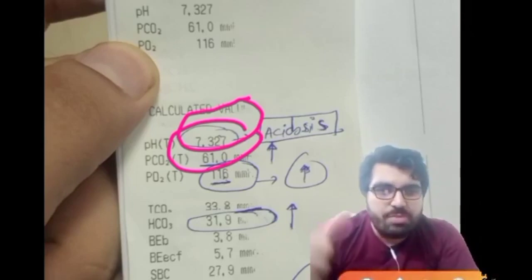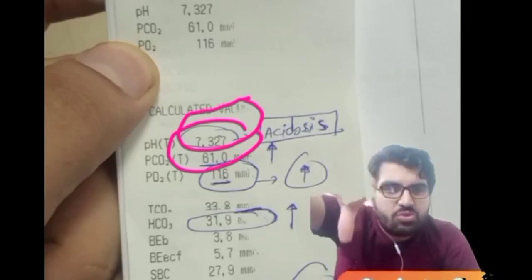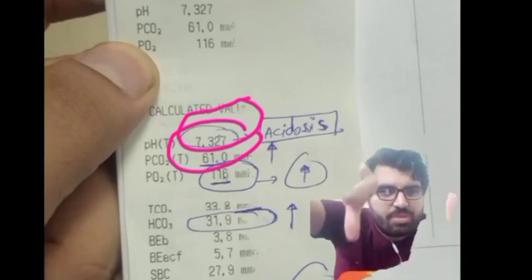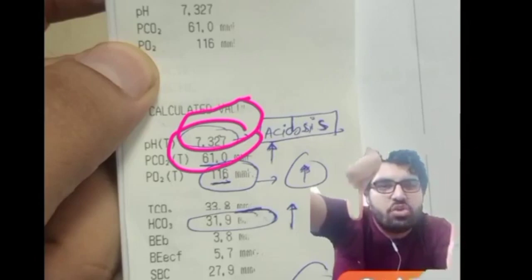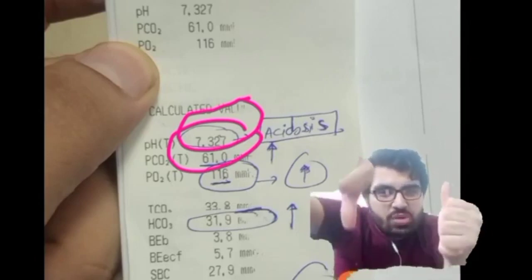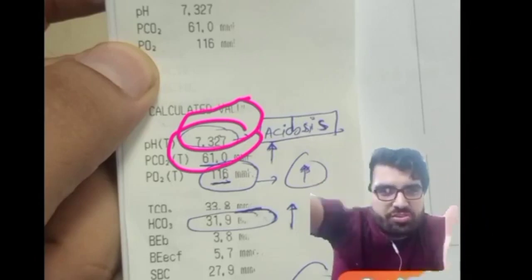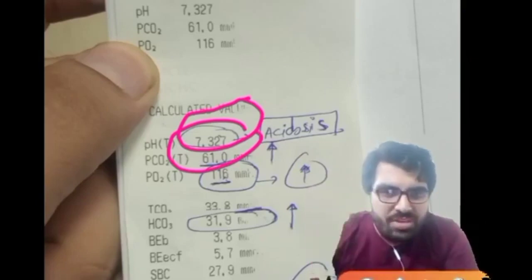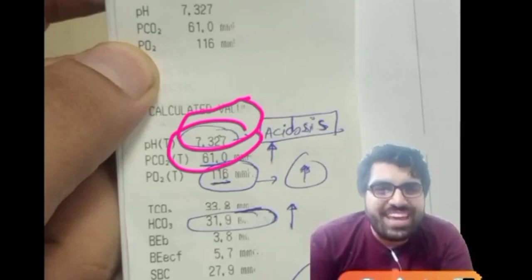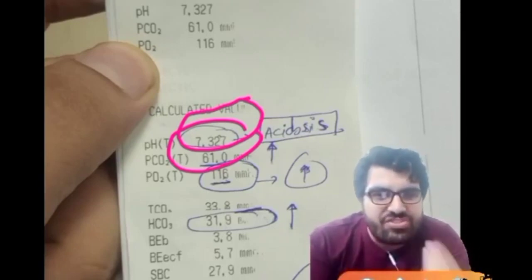Now the pH is decreased, you look at the CO2, that is increased. So the problem is respiratory. Without looking into the bicarbonate, you can diagnose this patient. pH down, CO2 upward, so the problem is respiratory. This is called respiratory acidosis.